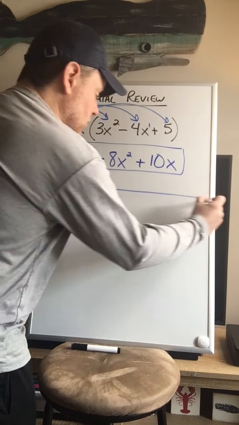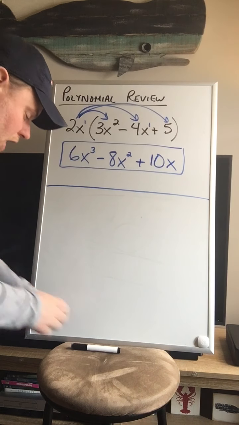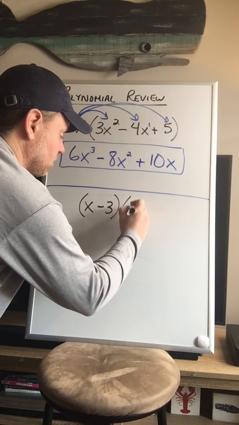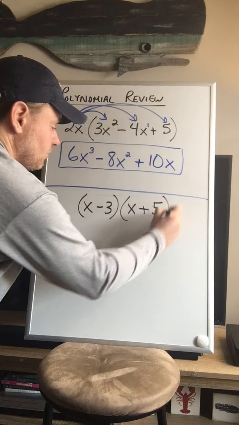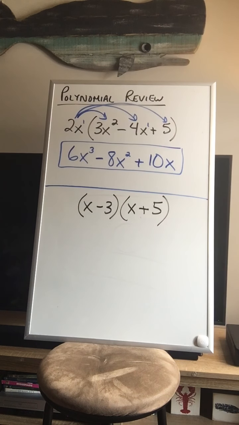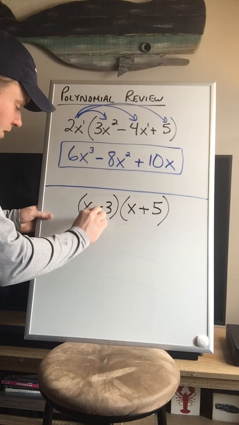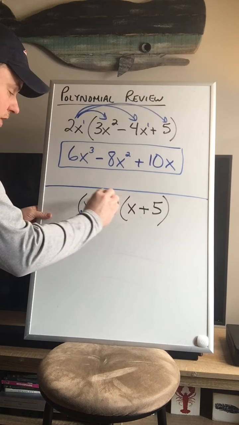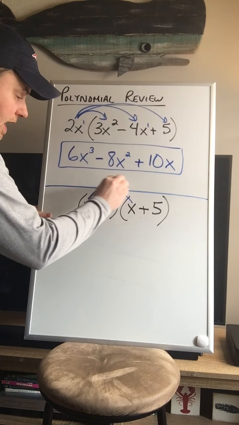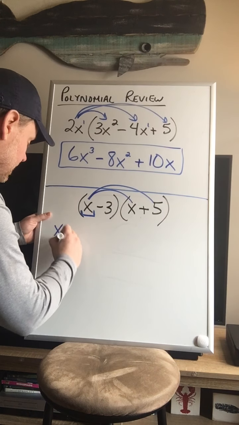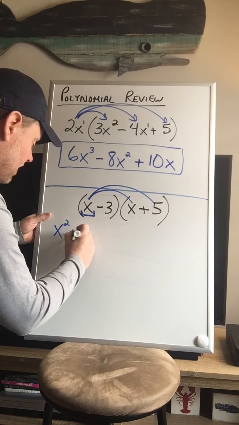Okay? Now remember, we also talked about multiplying polynomials that were a little larger. Like what if we had x minus 3 times x plus 5? Right? So now we're multiplying binomials. We did this. You're still using the distributive property. So you're going to take the x here, and you're going to multiply by both terms over here. So x times x, and then x times 5. Right? So x times x is x to the second. X times 5 is 5x.